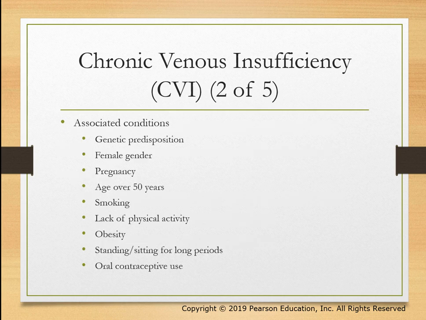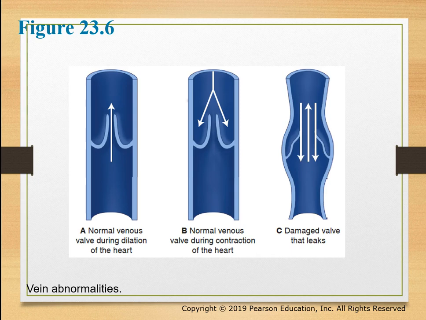So some of the associated conditions are things that are going to contribute to venous insufficiency, genetic predisposition. I mean, we said all these things before. Being female, right? In general, you see varicose veins in females. You don't really see them in males, though you do sometimes, but they're definitely more prevalent in females. Pregnancy, if you're over 50, if you smoke, you don't exercise, or obese, these are all going to affect the veins as well.